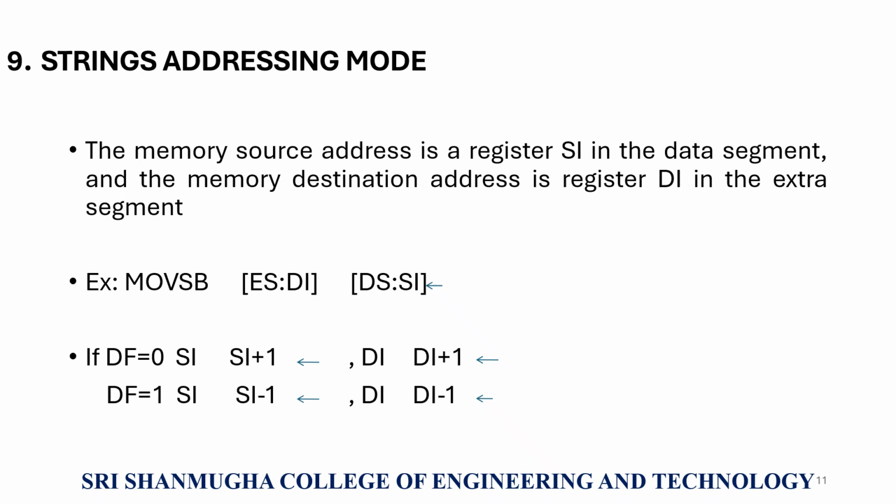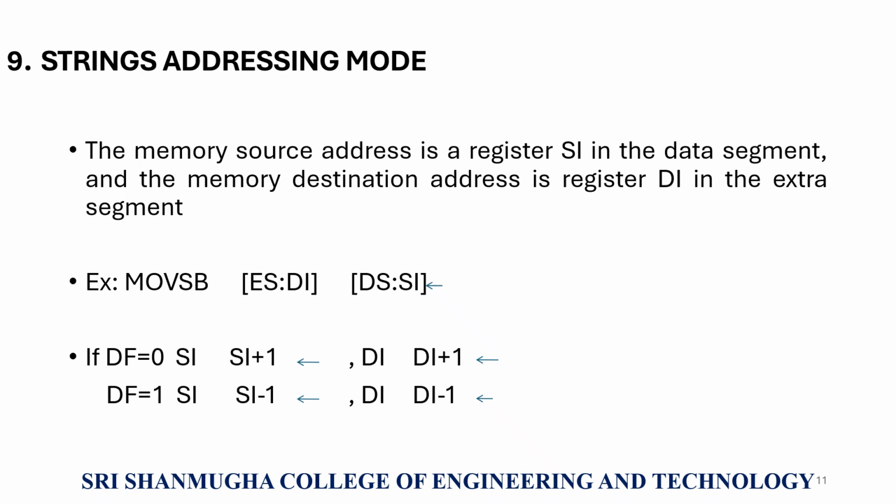That is, data from the data segment will be copied to the extra segment, or from the extra segment to the data segment. Here we have given an example, MOVSB. MOVSB means move string byte. S stands for string, B stands for byte. So here we move data byte by byte from the data segment to the extra segment. While the move happens, the offset addresses are stored in SI, the source index register, and DI, the destination index register. The source index register is used for the offset address in the data segment, and the destination index register holds the offset address in the extra segment.